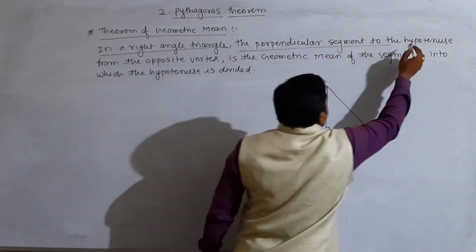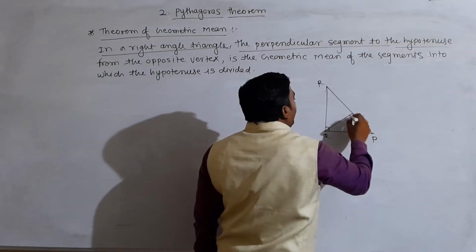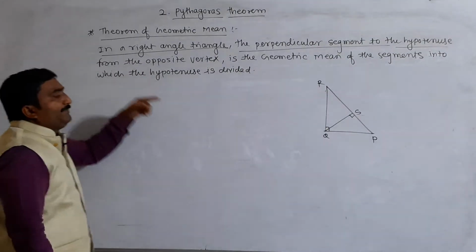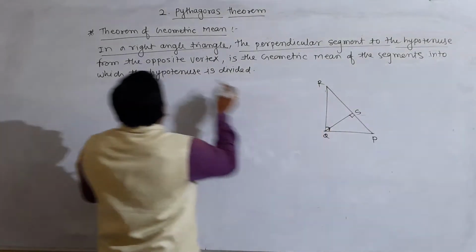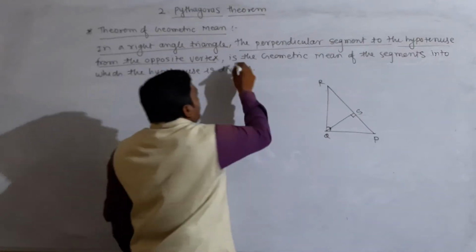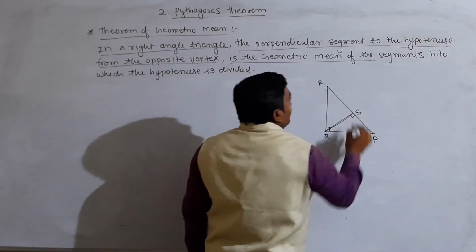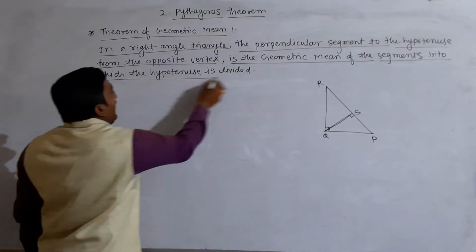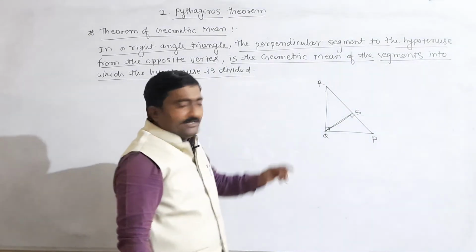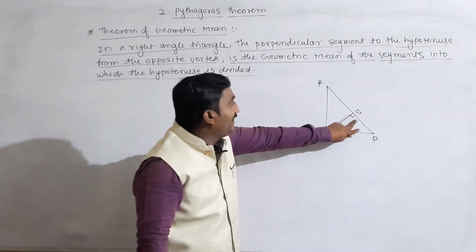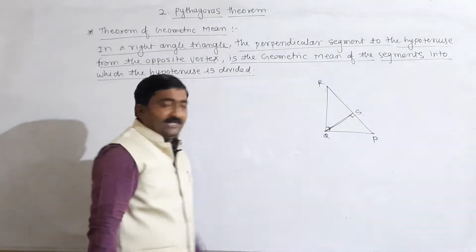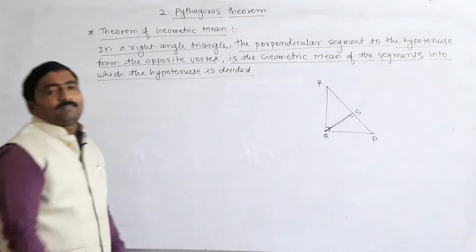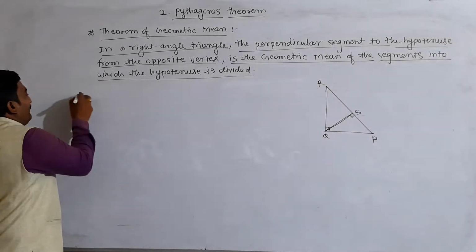The perpendicular segment to the hypotenuse, we can draw here QS, is the perpendicular segment to the hypotenuse from the opposite vertex Q. It is the geometric mean of the segments into which the hypotenuse is divided. Remember that here the hypotenuse is divided into two segments, PS and SR. It means QS is the geometric mean of PS and SR. So we have to study here the proof of this.